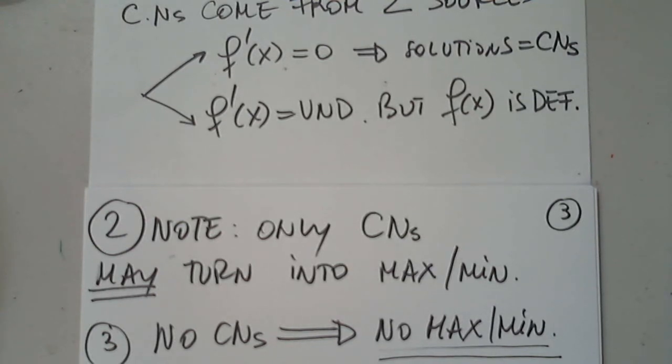Relative max. Why? Because it's the largest value on this interval. The function exists on both sides. Adjacent here, smaller values than it. Adjacent here, smaller values than it. So this is a relative max.